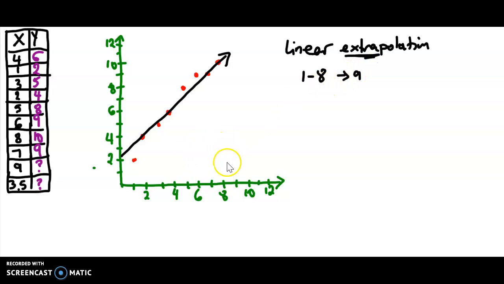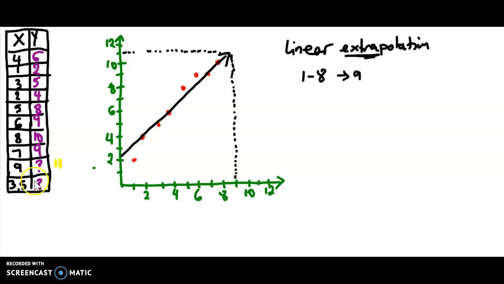I can find the value of y, or I can predict. I'm just going to trace up the x value of 9 and trace it over. It looks like a good indication for a y value when x is 9 would be 11. So this value here would be 11.